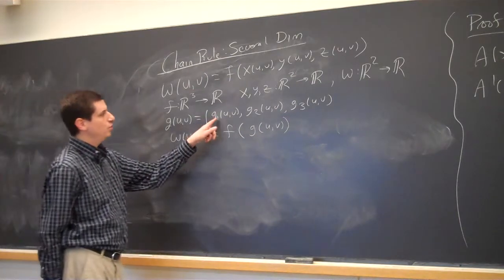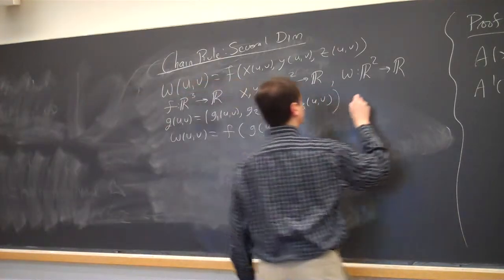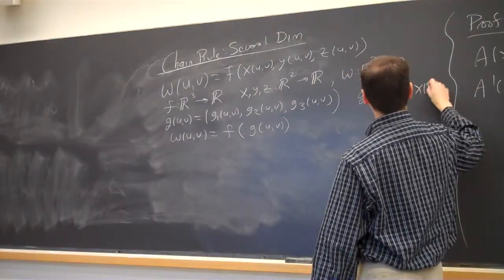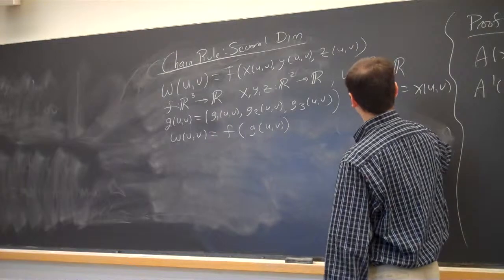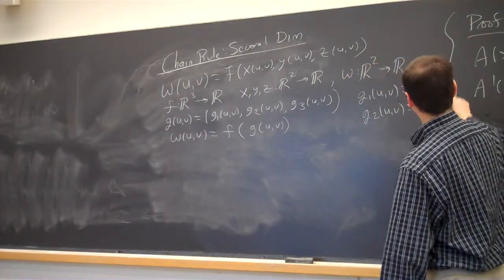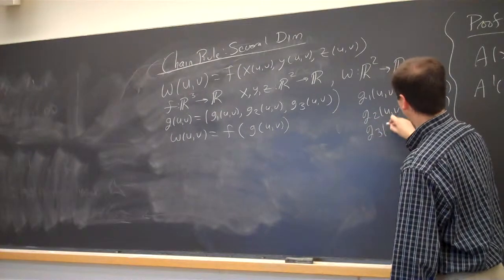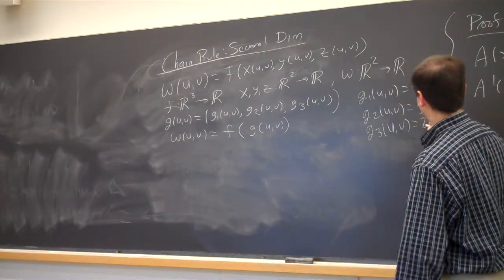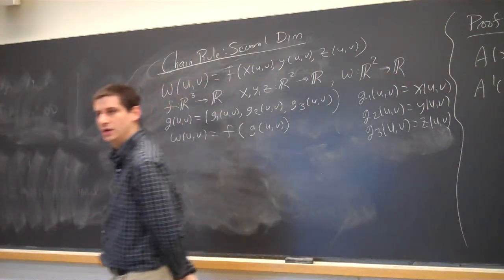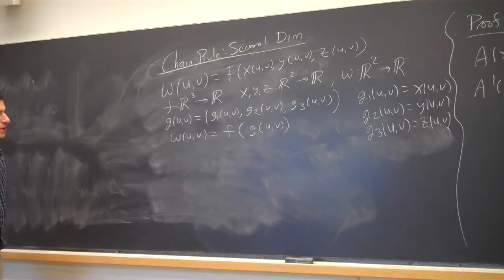Now in this situation, what would the function G1 be? G1 of uv would be X of uv. G2 of uv would be Y of uv, and G3 of uv would be Z of uv. So I'm telling you, I want some functions that depend on other functions.